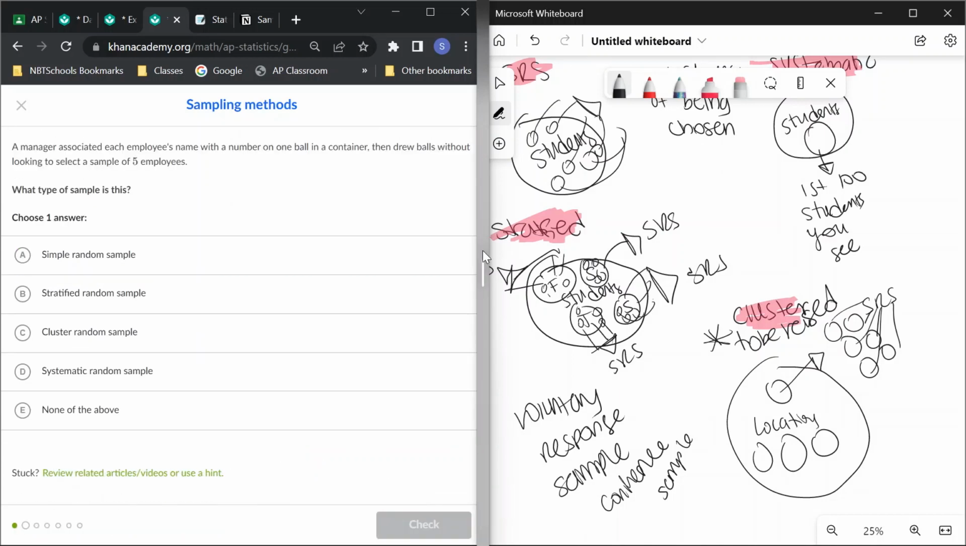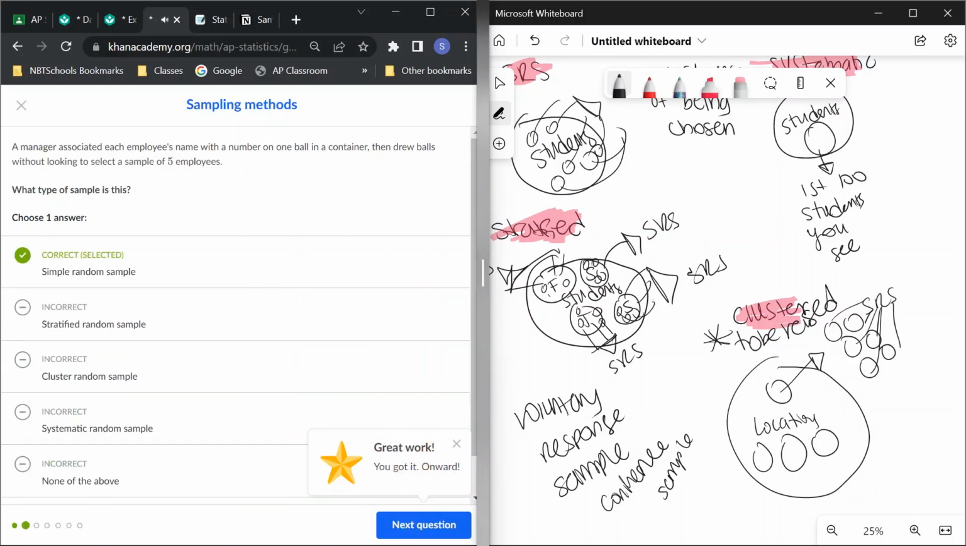Anyway, moving on. A manager associated each employee's name with a number and drew blue balls without looking to select a sample of 5 employees. So it's a simple random sample, I think. Yeah.